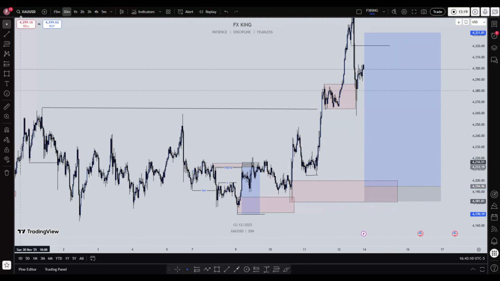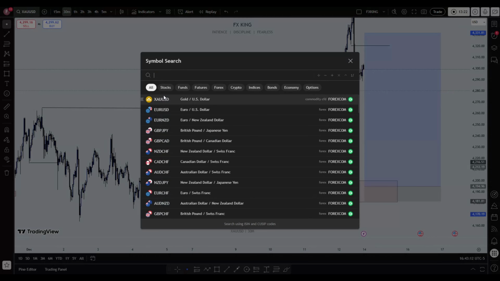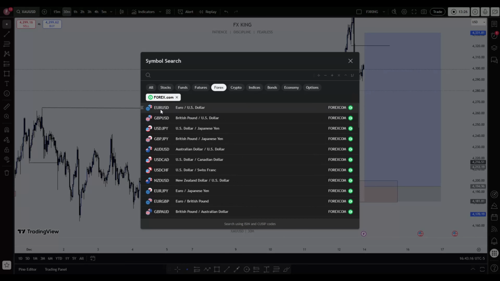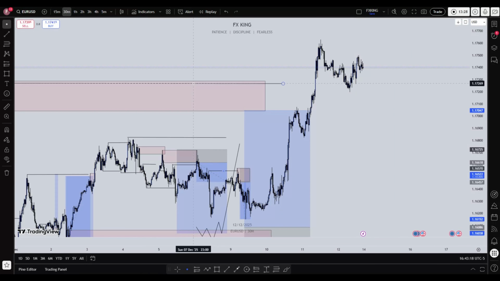So I think that's it for gold. Let's look for another pair and analyze. Let's go back to, let's see what EU has been doing.